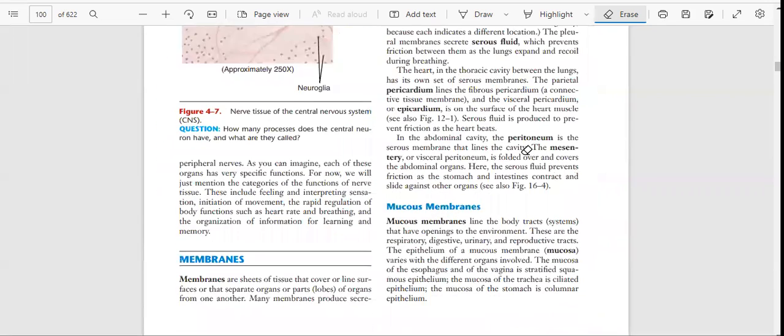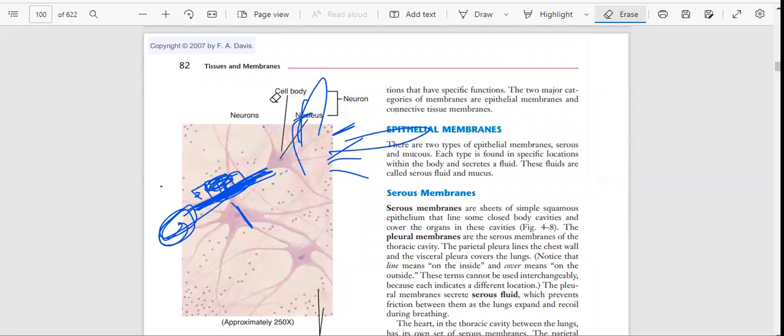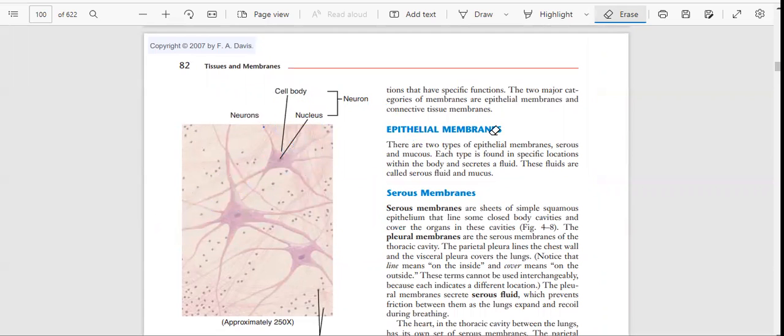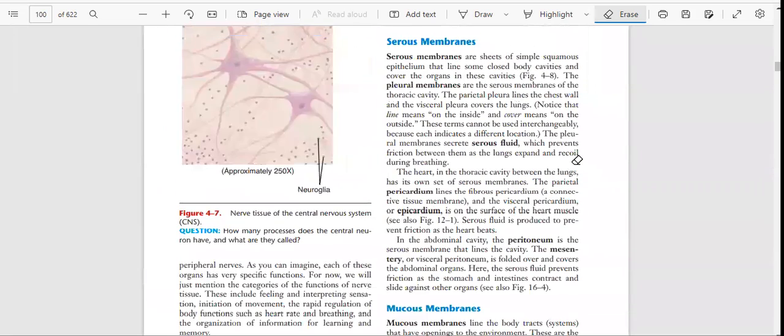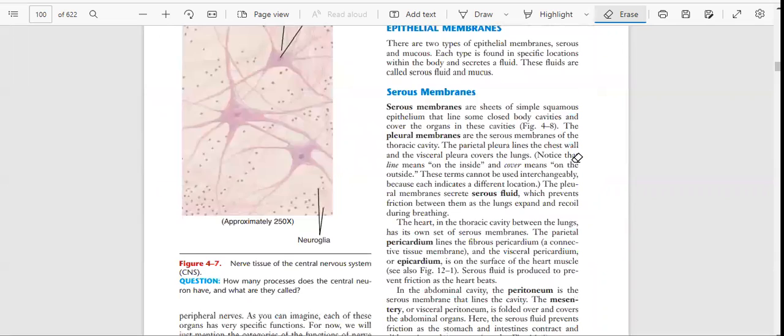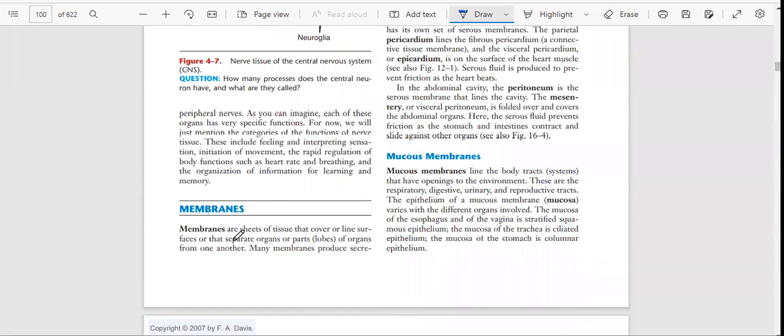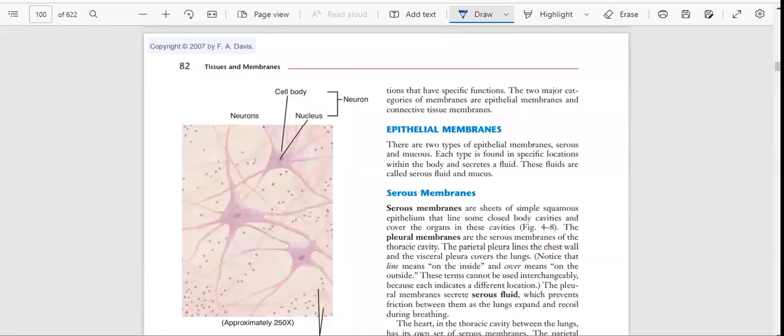Now we will talk about membranes. So how many membranes are there? We'll talk about that. Membranes are sheets of tissue that cover or line surfaces or separate organs or parts of organs from one another. Membranes produce secretions that have specific functions. The two major categories of membranes are epithelial membranes and connective tissue membranes.